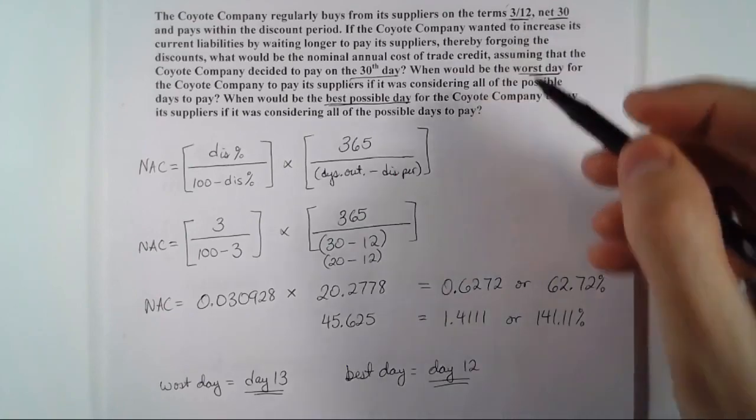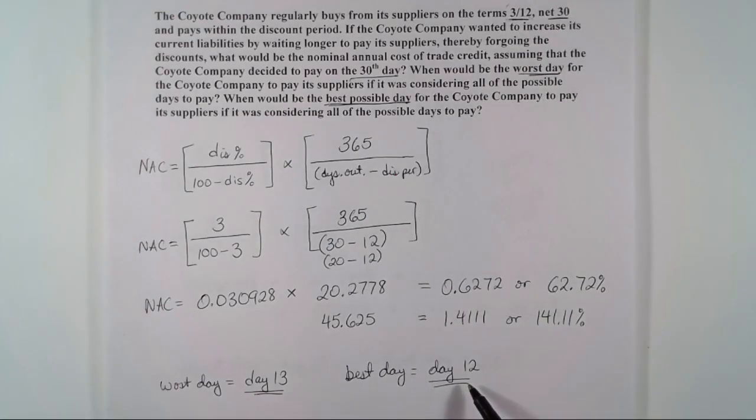So in that sense, the best day to pay is day 12, because the Coyote Company can still pay the lower price and delay payment until the 12th day, delaying the cash outflow, and therefore allowing the Coyote Company to use its cash for an extra 12 days, and therefore day 12 is the absolute best possible day for the Coyote Company to pay.